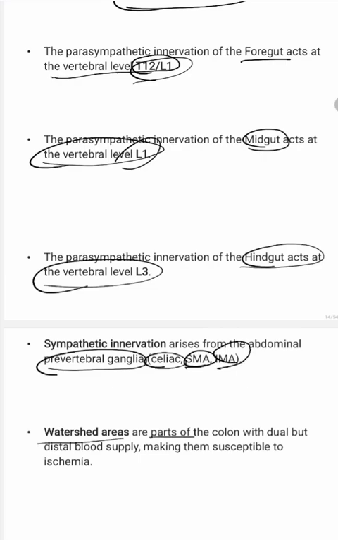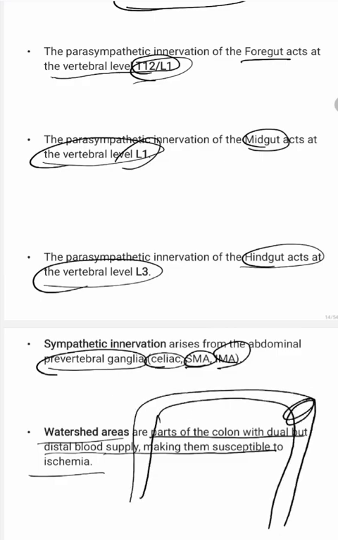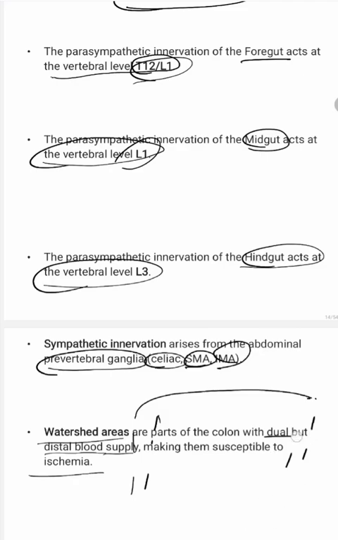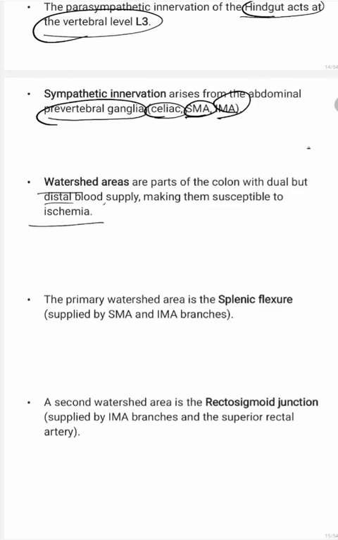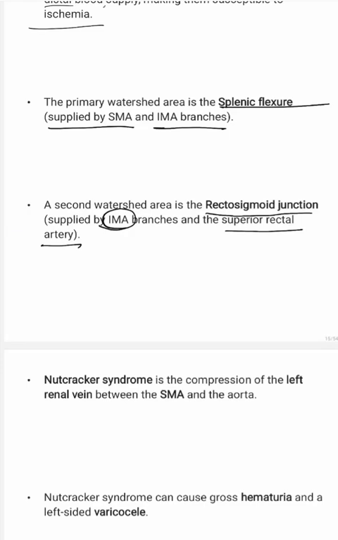Watershed areas are the parts of the colon with dual but distal blood supply, making them susceptible to ischemia. So this is the colon, this is the splenic flexure. This is most vulnerable for ischemia, and this is a watershed area. It is susceptible to ischemia or infarction. Now, the primary watershed area is the splenic flexure, supplied by SMA and IMA branches. The second watershed area is the rectosigmoid junction, supplied by IMA branches and the superior rectal artery. So this is the rectum and sigmoid colon junction, the second watershed area.